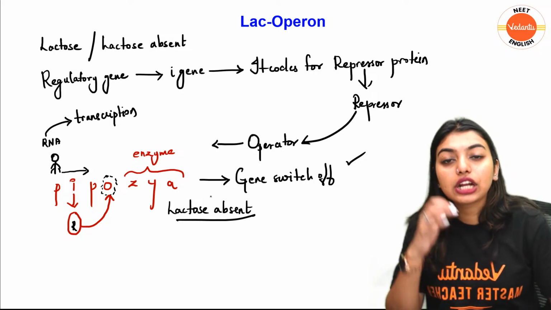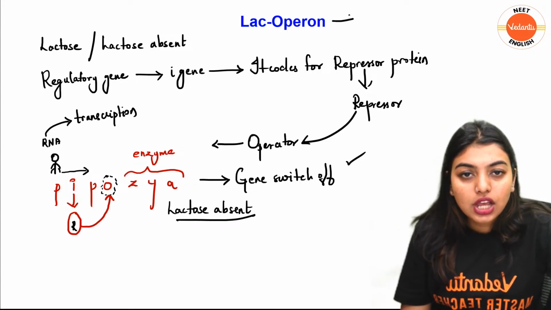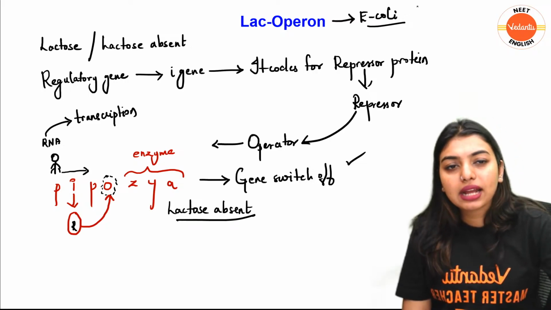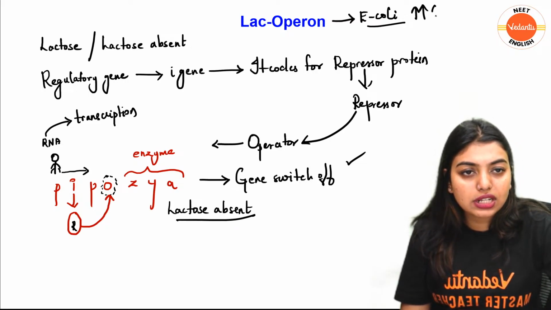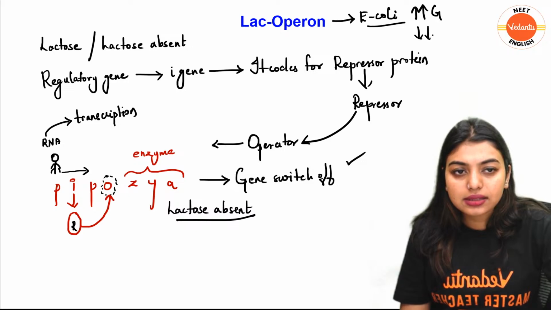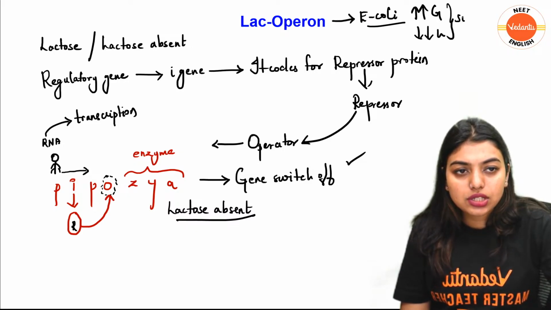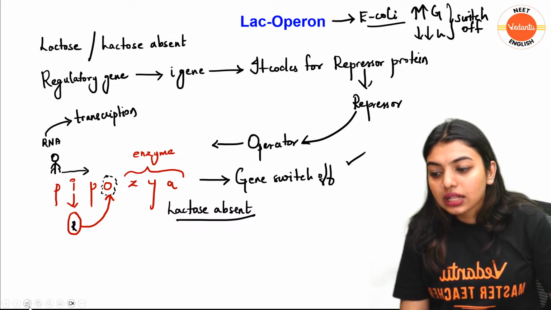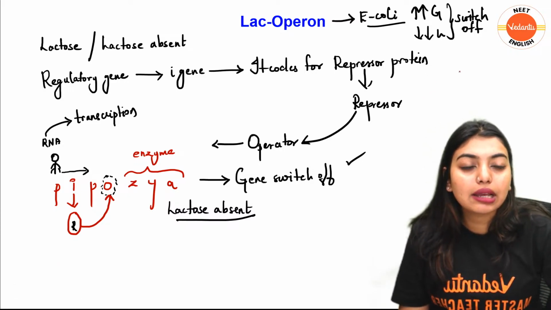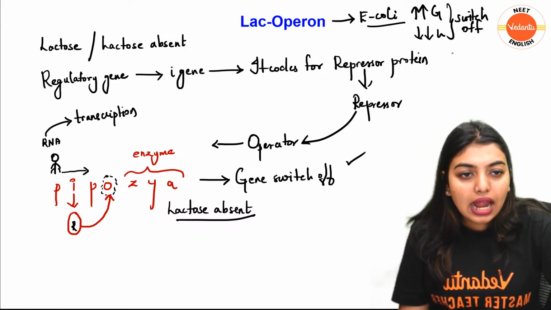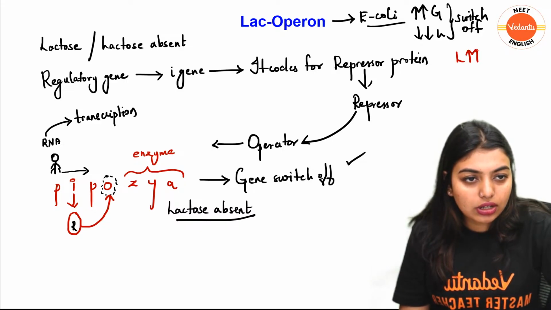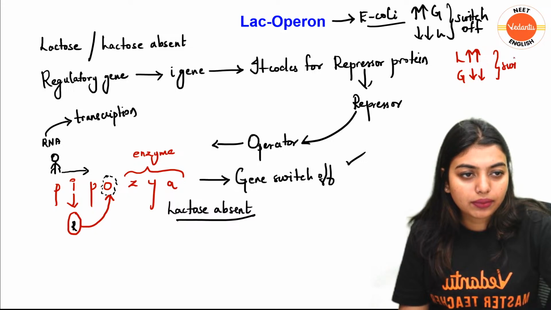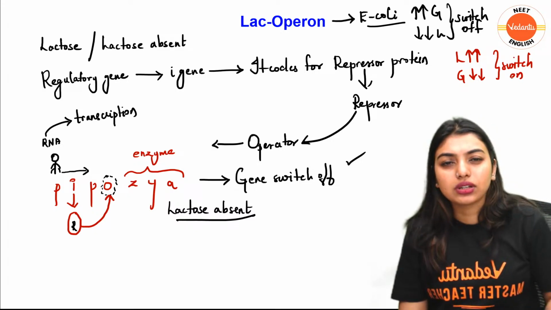Here we are talking about prokaryotes, so we are focusing on E. coli bacteria. Imagine E. coli bacteria had enough glucose in its body. Then lactose will be less, so during this time the gene will be switched off. And imagine the E. coli did not get any glucose from anywhere, and because of that it has got lactose. Lactose is more, glucose is less. The gene will switch on.